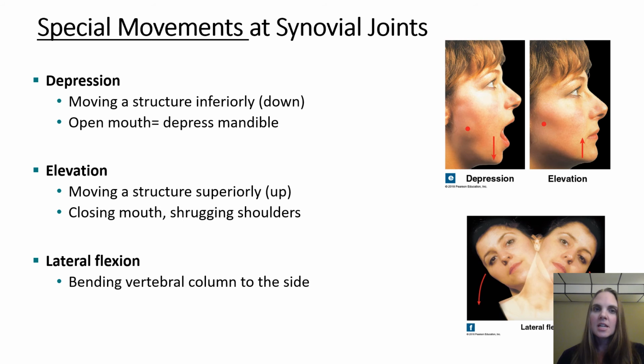Depression is going to be moving a structure inferiorly, meaning moving it down towards our feet. So opening your mouth is depressing that mandible. And then elevation, we're moving a structure superiorly or up. So closing our mouth, and then shrugging your shoulders is another example of elevation. And then we can have lateral flexion, which is bending our vertebral column to the side.